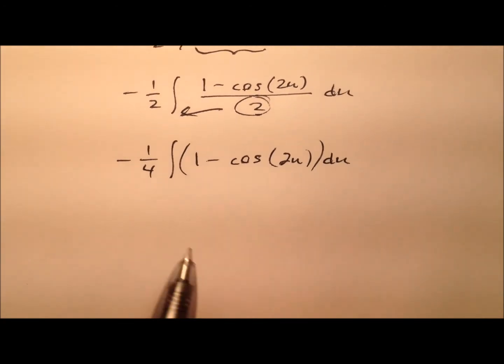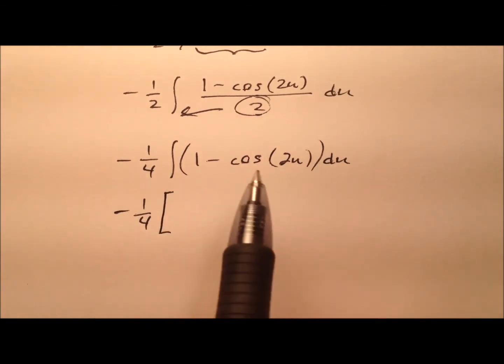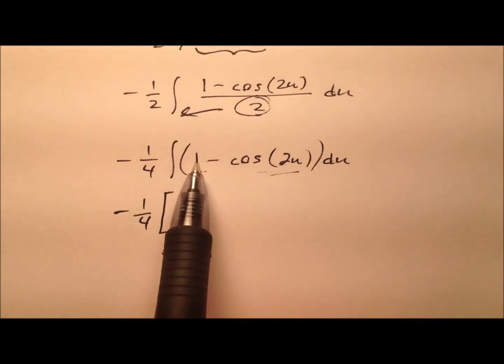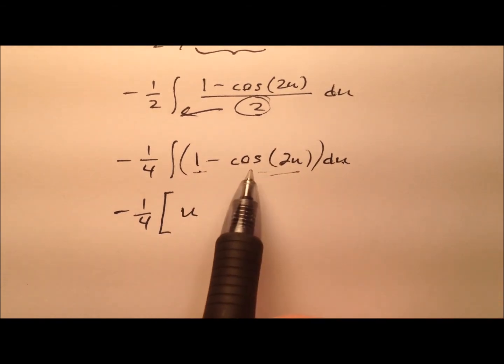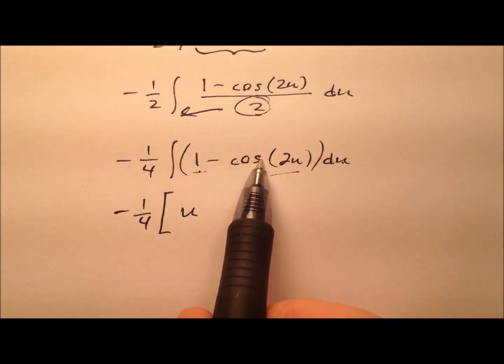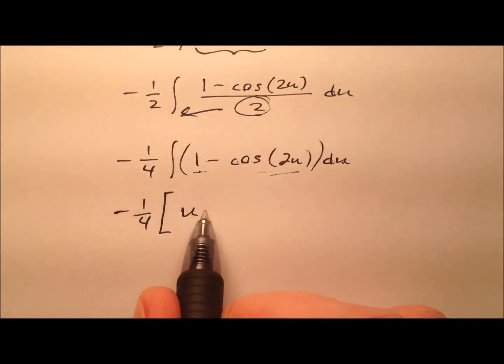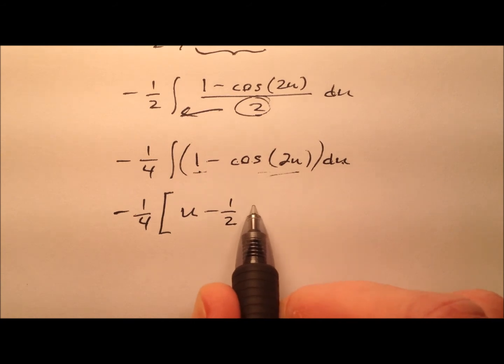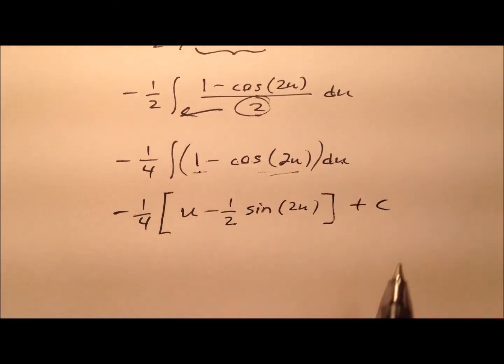Well, this isn't so bad at all. So we have minus 1/4. And so the integral here, the integral of 1 with respect to u is just u. And then the integral of cosine is sine, but we have to use kind of backwards chain rule here. So this is going to end up being negative 1/2 sine of 2u. And we could say the plus c in there as well.